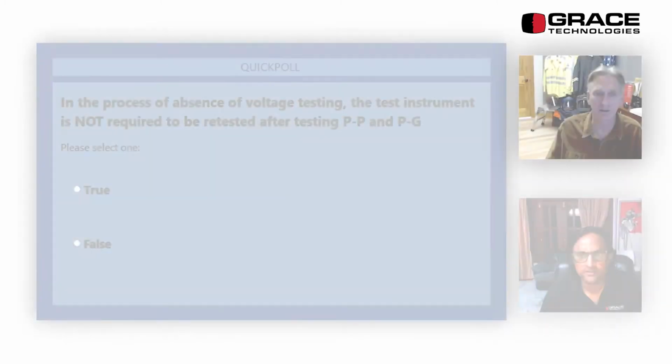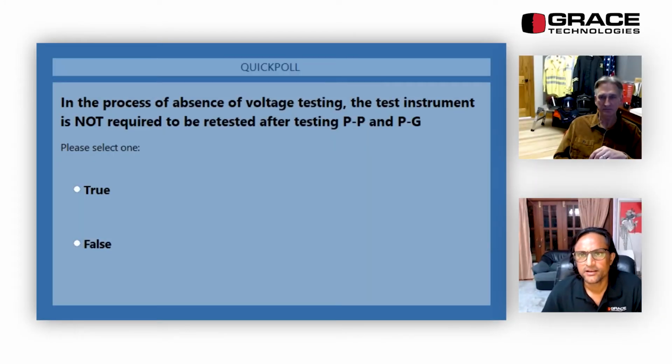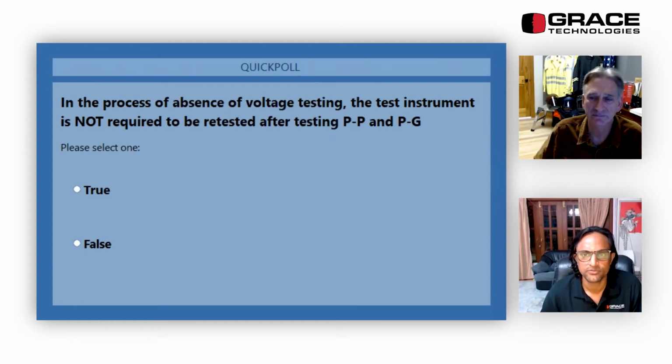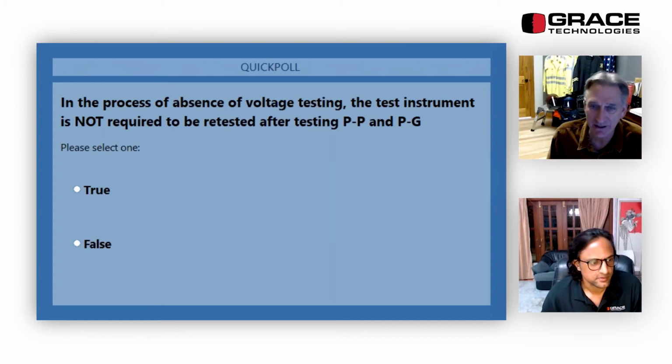In the process of voltage testing, do you need to retest the meter after phase-to-phase and phase-to-ground has been tested? This is per article 120.5 step 7. Is it required to retest the meter after the absence of voltage test has been done? Some people call it live, dead, live testing. So that's what the question is asking.